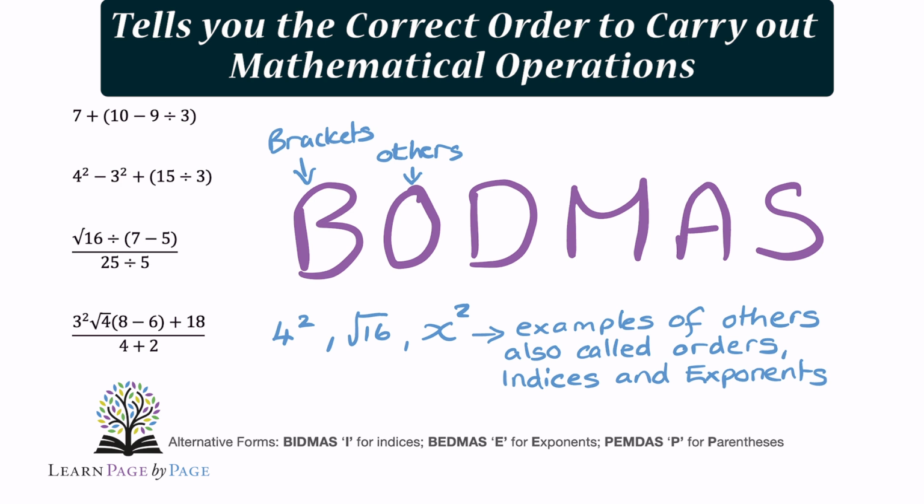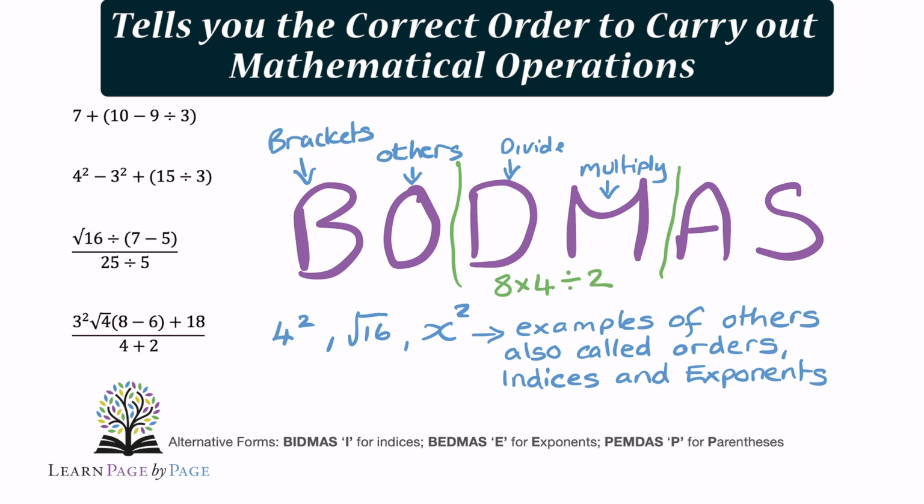Now the next two are divide and multiply, but you need to think of these two as the same thing. They're just the opposite of each other, and you do them in the order from left to right that they come in the calculation. So if you get 8 times 4 divided by 2, even though the division is first in BODMAS, you still do the multiplication first. So you would do 8 times 4, then you would divide that by 2.